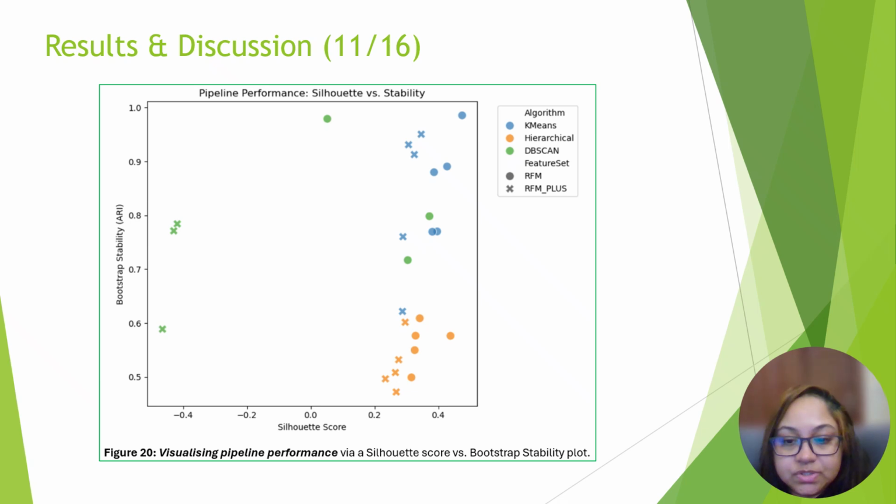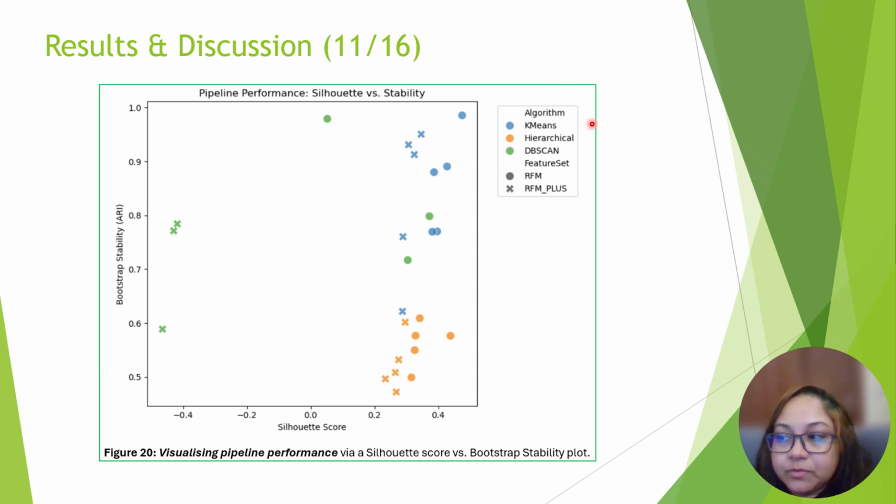Next, some visualizations were also conducted to compare the performance of the pipelines. Preliminarily, one of them was the visualization of the pipeline performance via silhouette score versus bootstrap stability plot. The interpretation from this was that the highest silhouette score, as you can see, 0.47, and near perfect bootstrap stability, 0.98, occurs for k-means, which is the blue circles, at k equals 3. It indicates very well separated, highly reproducible clusters in classic RFM features.